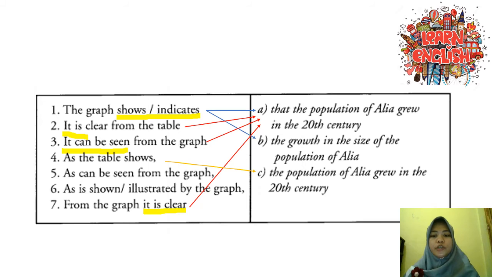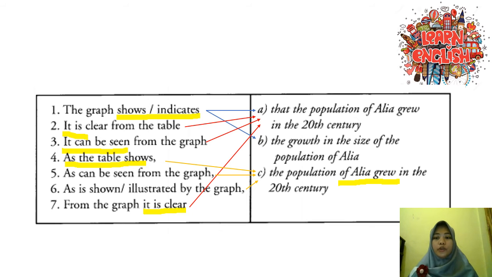Next, as the table shows, the population of Alia grew in the 20th century. For option C, it has its own verb here, so it's an independent clause, right? And then this is only a phrase. As the table shows, comma means that you can have an independent clause here: the population of Alia grew in the 20th century. Next, as can be seen from the graphs, the population of Alia grew in the 20th century. You can also have number 6, as is shown or illustrated by the graphs, the population blah blah blah. So if you have a comma like this, you can directly follow it with an independent clause.